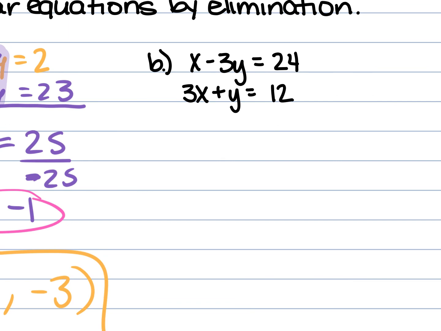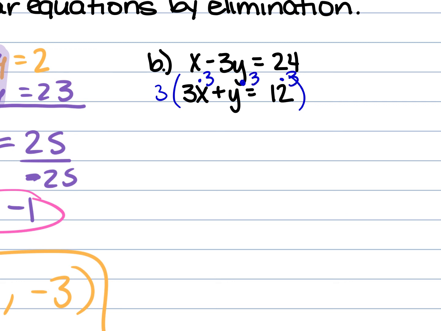All right, so we're solving with elimination. Do I have the same number but opposites here? No. So how can I make the same number but opposites? I can multiply the second equation by 3. So this whole thing is going to get multiplied by 3. So don't forget, everything here gets multiplied by 3.